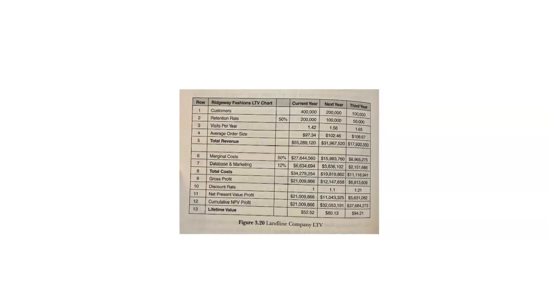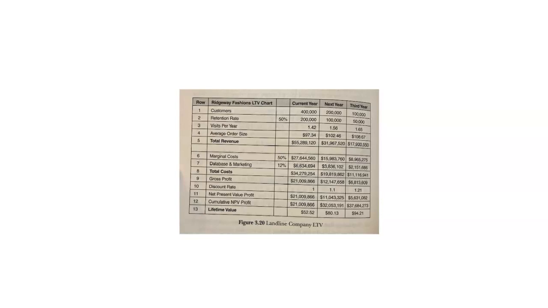And I want you to look at line 9, going right across, gross profit. In the second year, it's only 200,000 customers, so I'm making practically half what I did before. 12 million is my gross profit. And then third year, it goes down another half, almost 6 million and change.